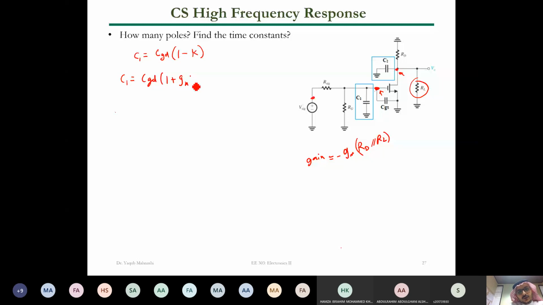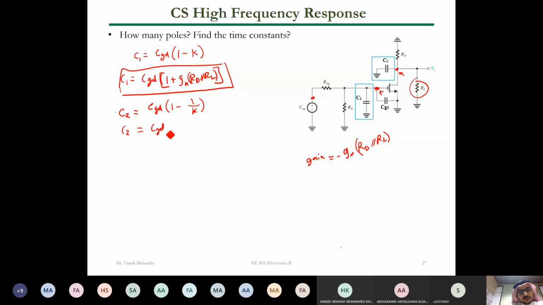And as I said, Shabab, if you are including R naught, it will appear in parallel with RD and RL. What about C2? C2 will be what? CGD times 1 minus 1 over K. So the difference here, we have 1 minus K, and that one will be 1 over K. Because you have an inverting amplifier again, this one will be plus, 1 plus 1 over the gain, and the gain will be GM RD in parallel with RL.